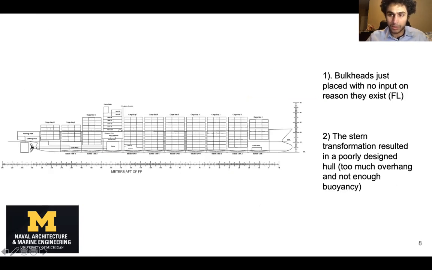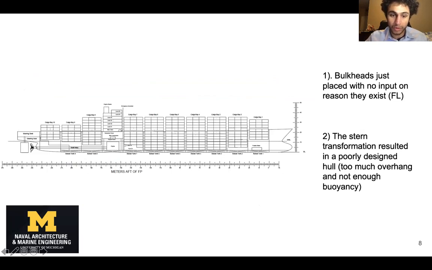Okay. So first thing I want to talk about is that the bulkheads were placed with no input. And what I needed to understand to place these bulkheads was actually the floodable length curve. And I didn't do this. And that was my failure to integrate.